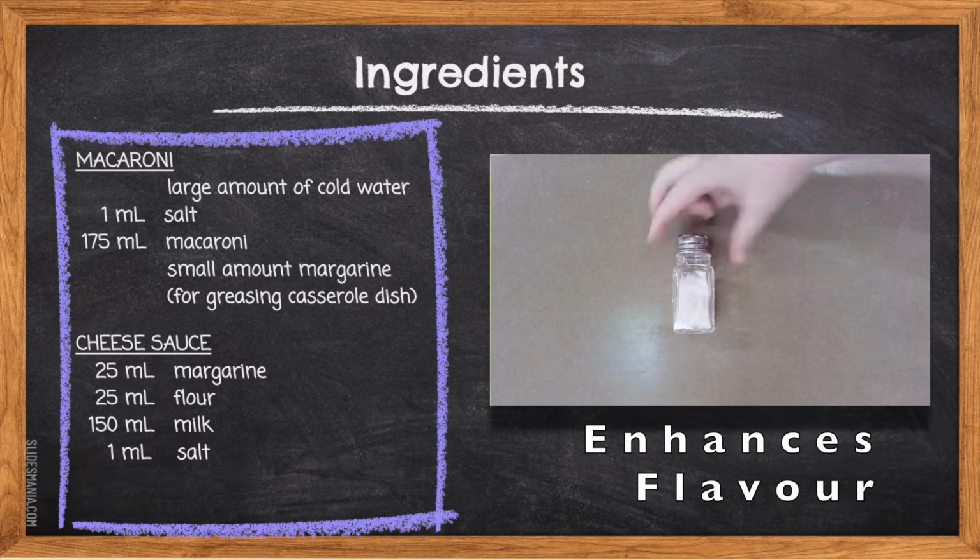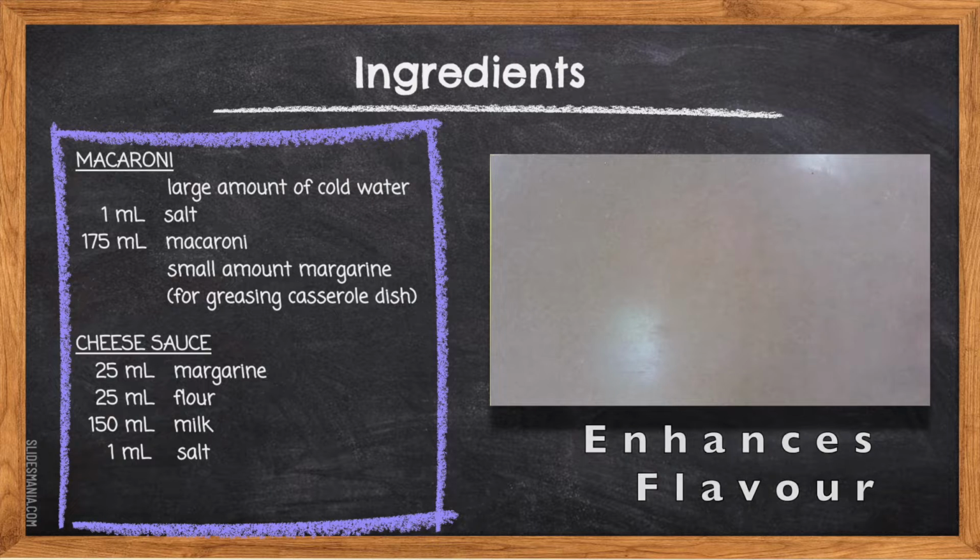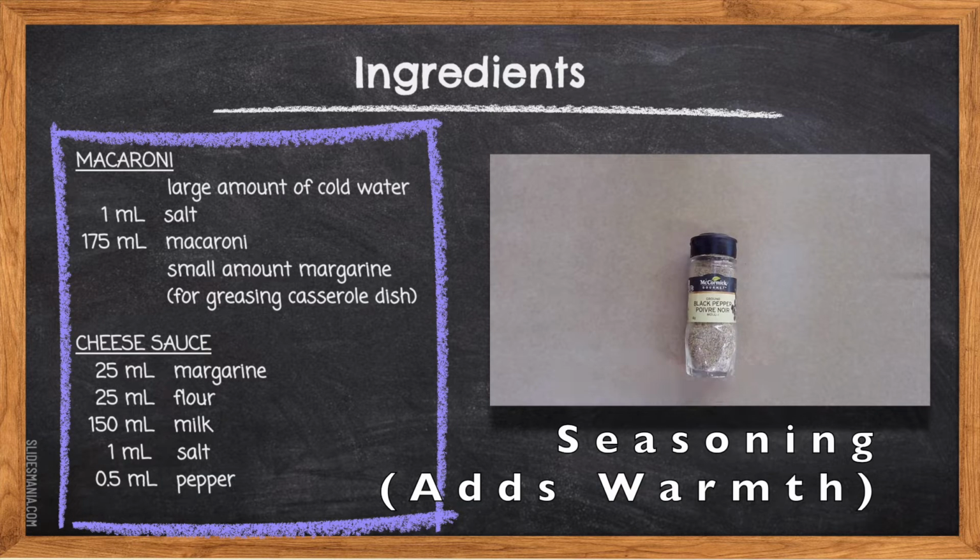1 milliliter salt. Salt enhances natural flavors found within the recipe. In our cheese sauce, it'll help bring out the sharpness of the cheddar. Half a milliliter of pepper. Pepper is a spice that, when added, helps season our food, adds a little bit of warmth to your palate, and helps add a little bit more flavor.